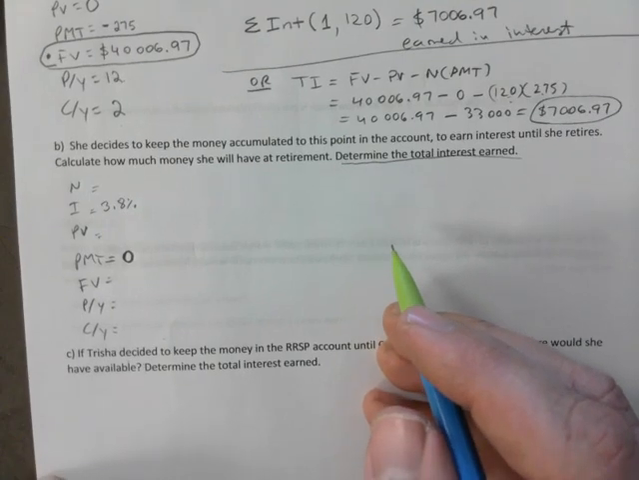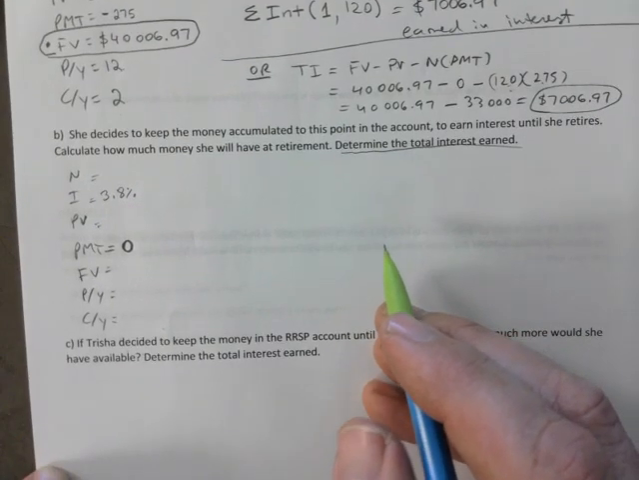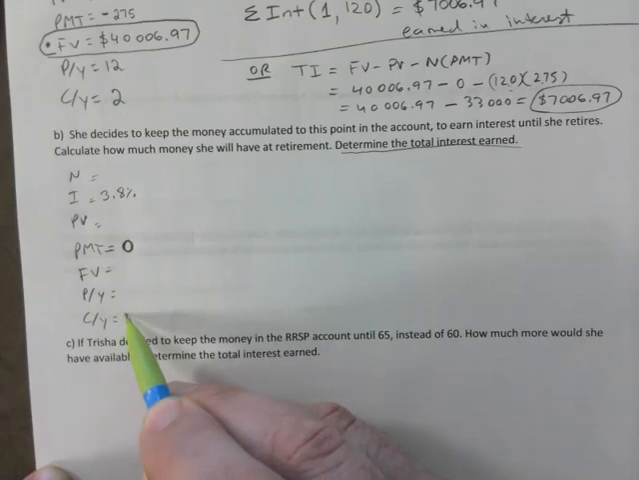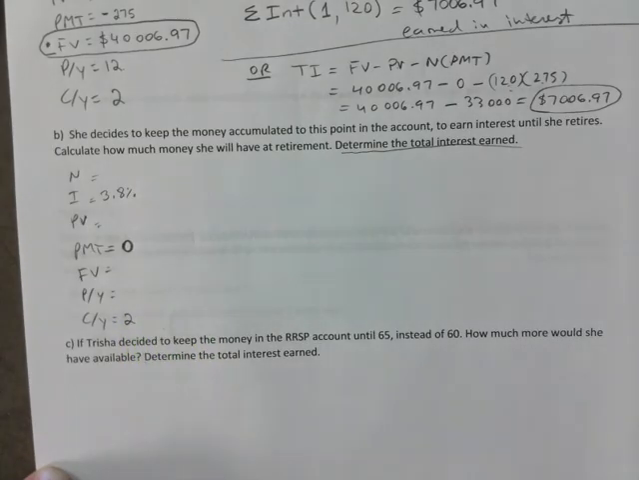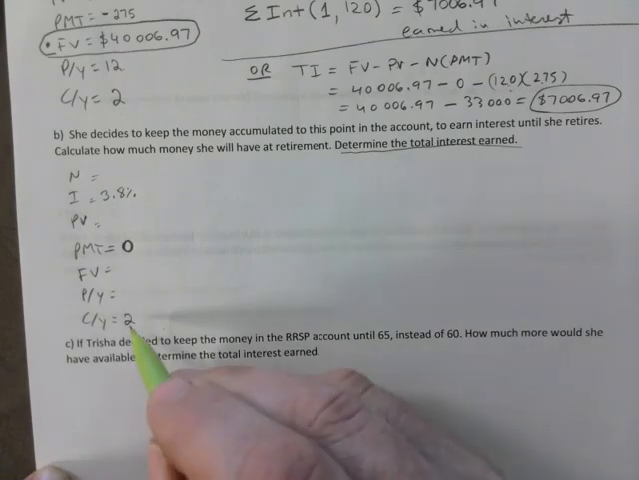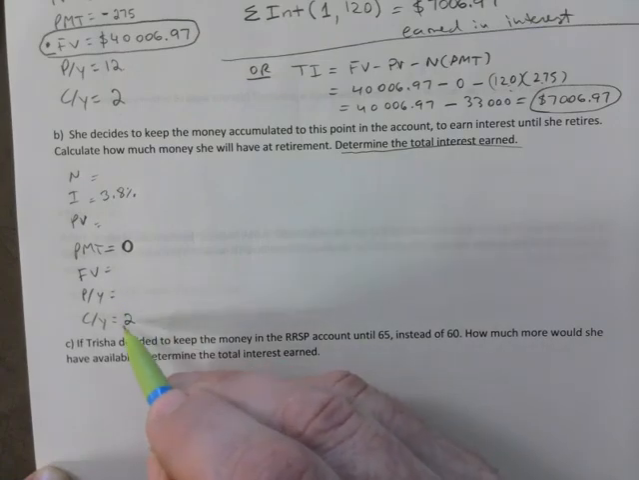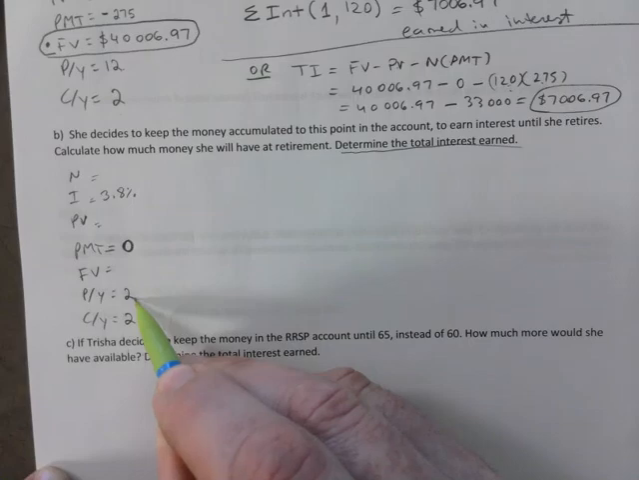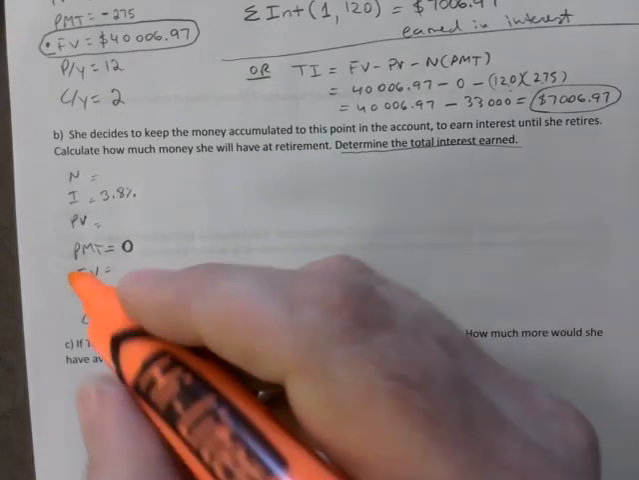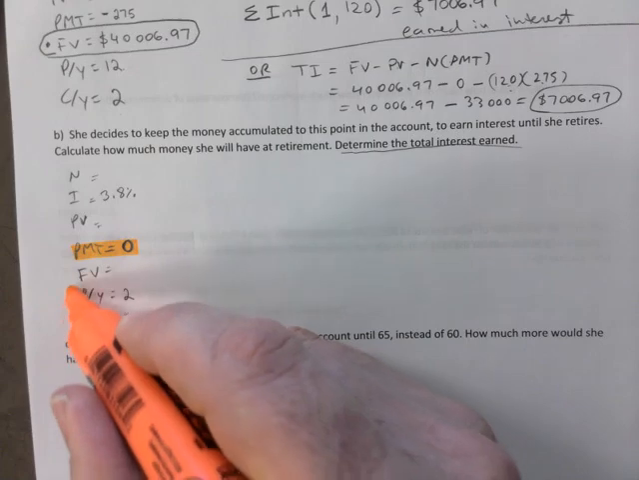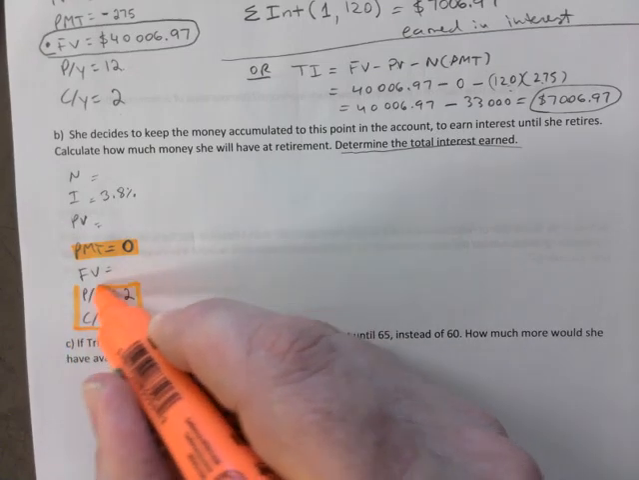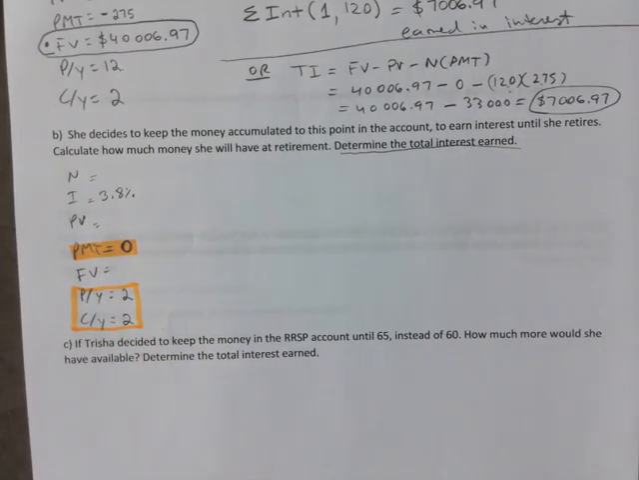And what do we know about PY and CY? CY is 2, like the compounding happens twice a year. So we know that these are going to be the same. They're locked in. Because the payment is 0, we can bundle these up and say they're going to be the same.